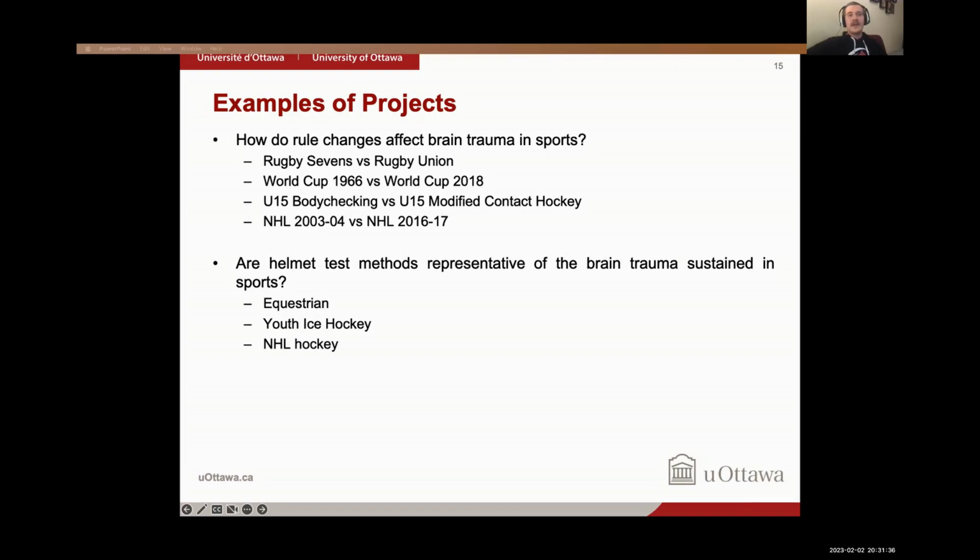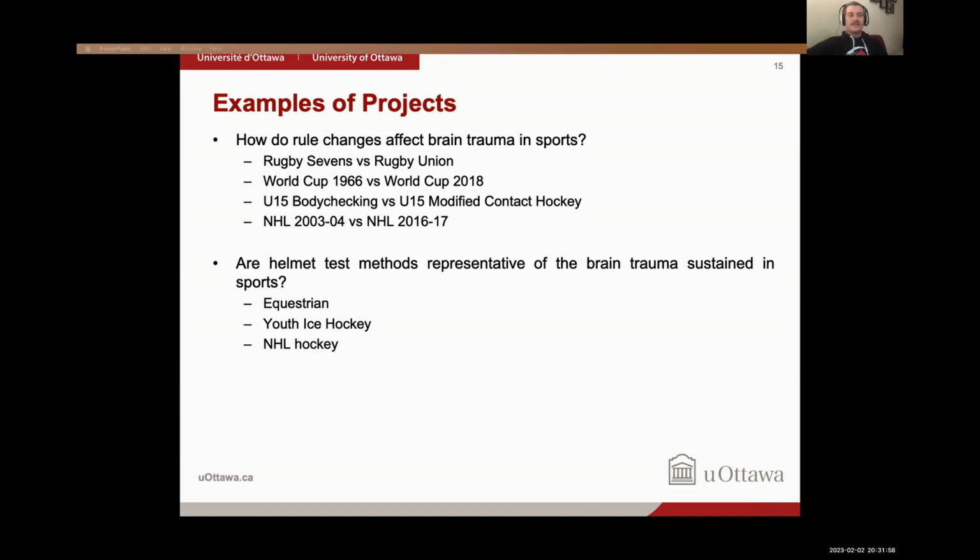So some examples, how do rule changes affect brain trauma in sports? So we compared rugby sevens to rugby union. We compared the World Cup in 1966 to the World Cup in 2018. Under 15 body checking versus under 15 modified contact hockey, the NHL before and after the lockout.